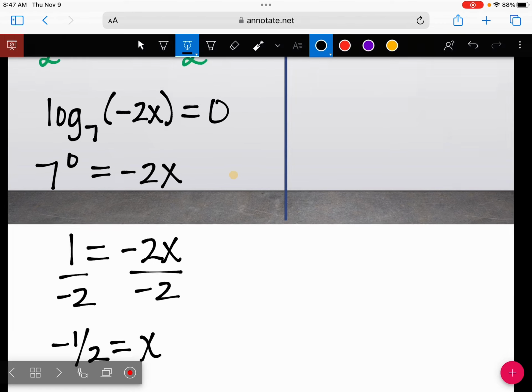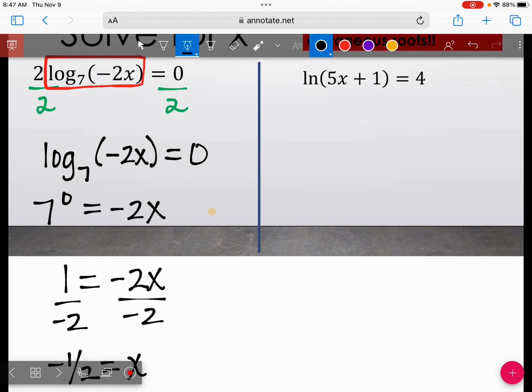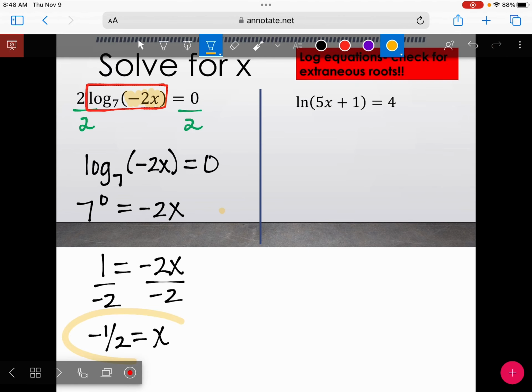Now we need to check that though. Make sure when I put it in this parentheses, is negative 2 times negative 1/2 positive or negative? What do you get when you multiply 2 negatives? A positive. So can I keep that answer, or do I need to throw it out? And that would be your final answer. All right. We'll pick up here tomorrow.